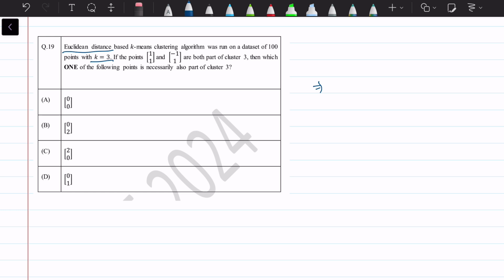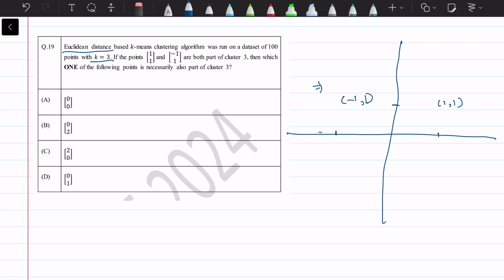So I'll draw these points. Let me have my quadratic plane. The points are (1, 1) and (-1, 1). So 1 comma 1 will come somewhere here, and minus 1 comma 1, so minus 1 let's say here and 1 is here, so minus 1 comma 1 will come somewhere here.